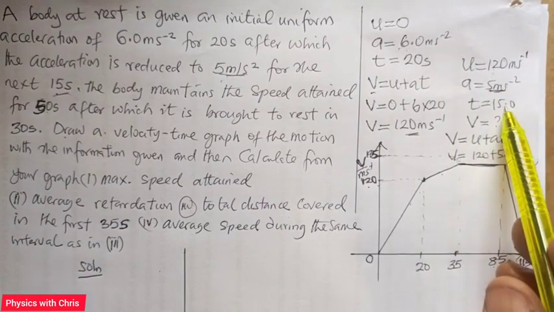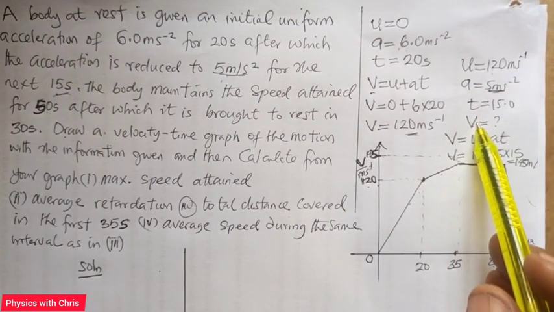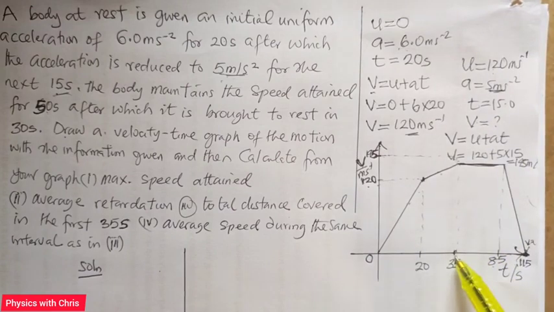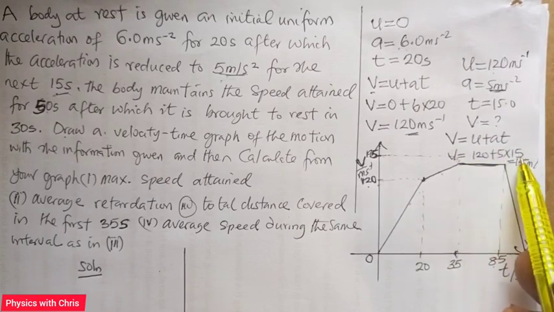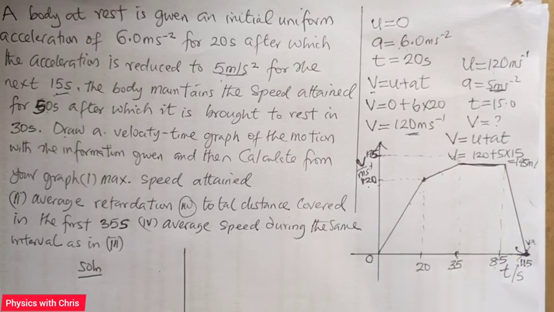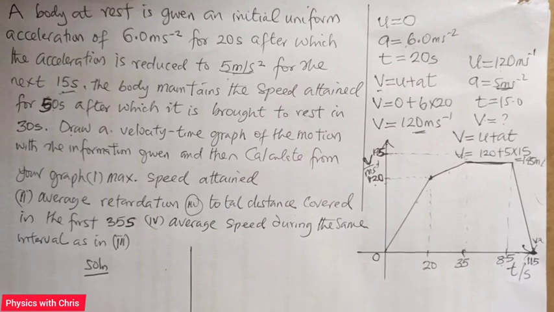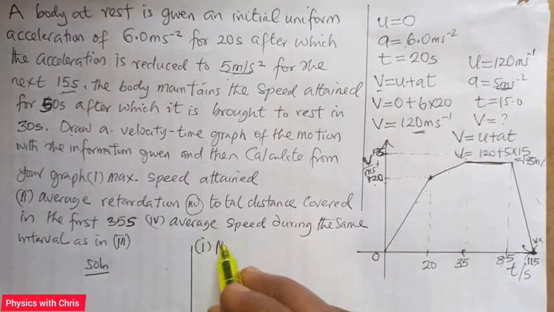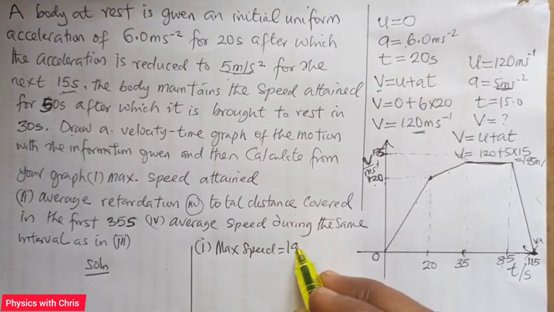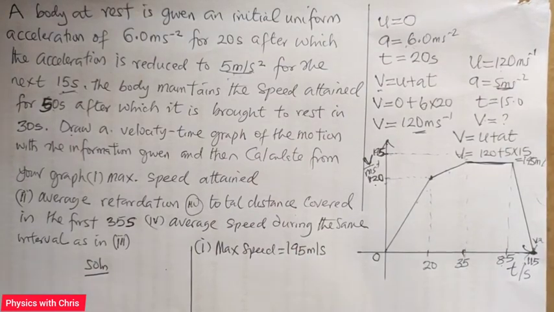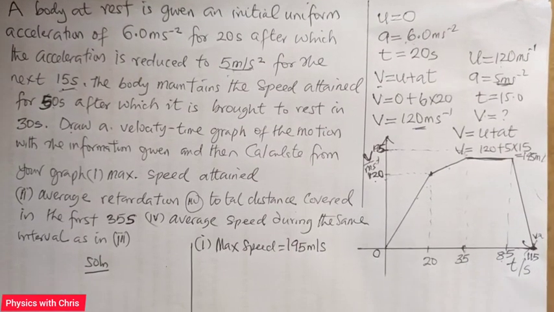Then the acceleration, then time is 15 seconds. Then what's the speed attained after 35 seconds for the next 15 seconds? For the next 15 seconds, I have to use 120 plus 5 times 15. That gives me 195. That's the maximum speed, because the first question says we should, from our graph, determine the maximum speed. So number one, the maximum speed attained by the body is 195 meters per second.